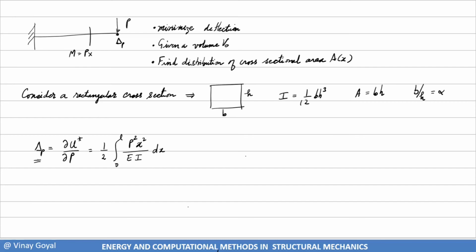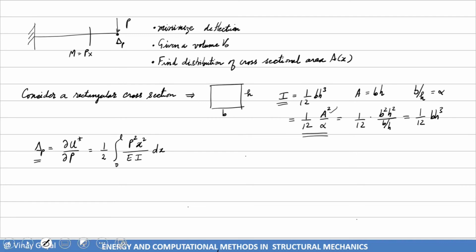Okay, so I'm going to go ahead and show you that the moment of inertia can be expressed as 1 over 12 A squared, where A is the cross-sectional area, divided by alpha. I believe that is correct. So 1 over 12, A squared is B squared H squared, and alpha is B over H, and so that gives you exactly 1 over 12 BH cubed. So the inertia can be written as 1 over 12 A squared over alpha.